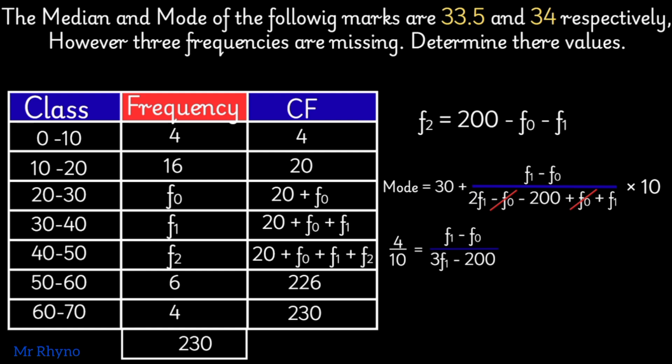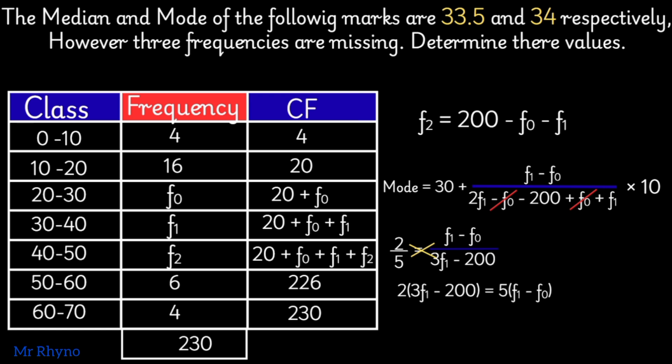Next, we get rid of this 10 on the right by dividing both sides by 10. Then for our next step, we shall do cross multiplication so that we have it in this manner. But notice that 4 over 10, we can write this as 2 over 5. So the cross multiplication, we shall have 2 multiplied by (3f1 minus 200), and all of this is equal to 5 into (f1 minus f0).